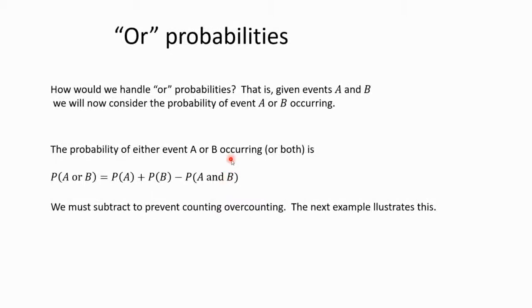Okay, so we handled the probability of A and B occurring. What about or? In other words, how could we find the probability that event A or B occurs? There is something you have to remember in math: when mathematicians say or, it allows the possibility of both.